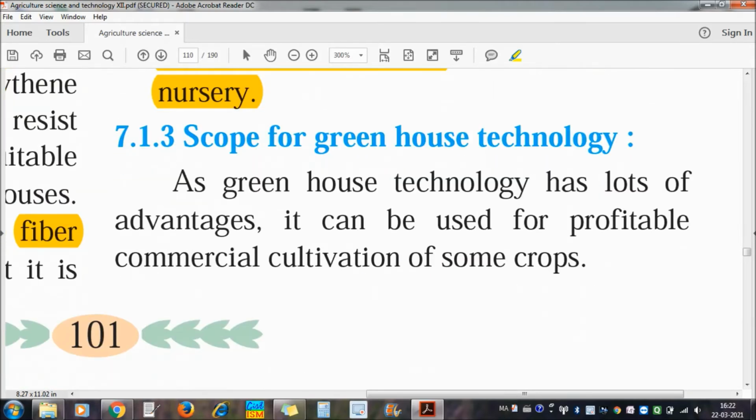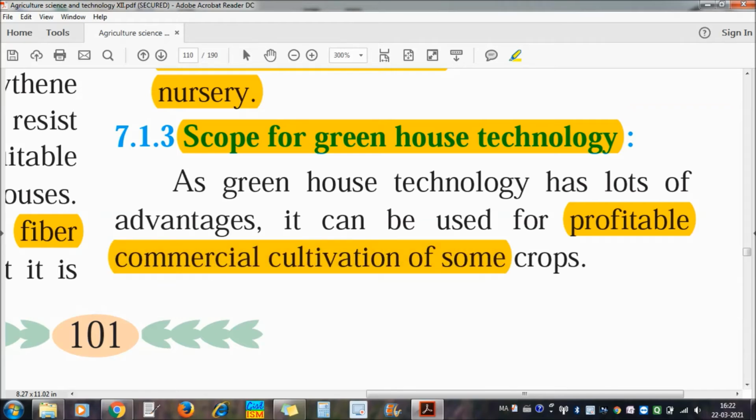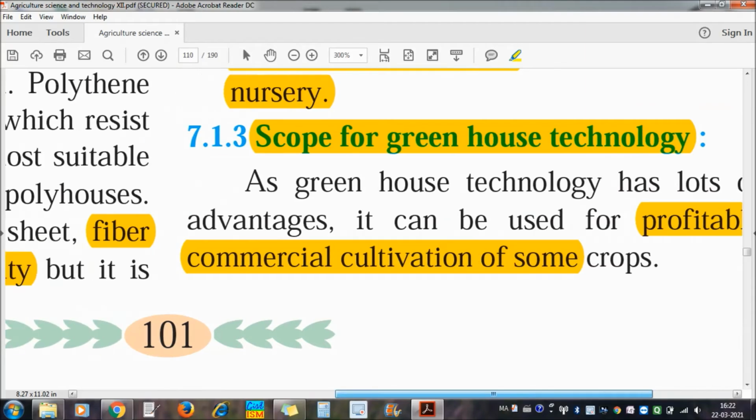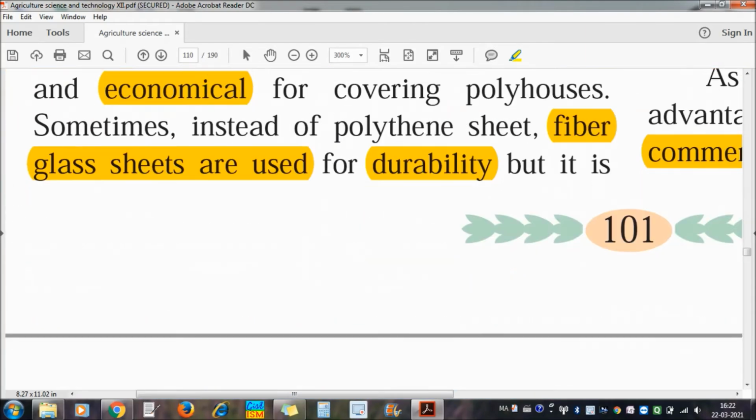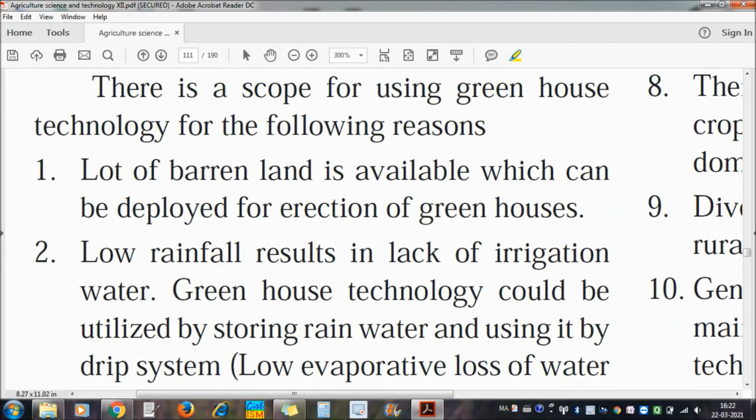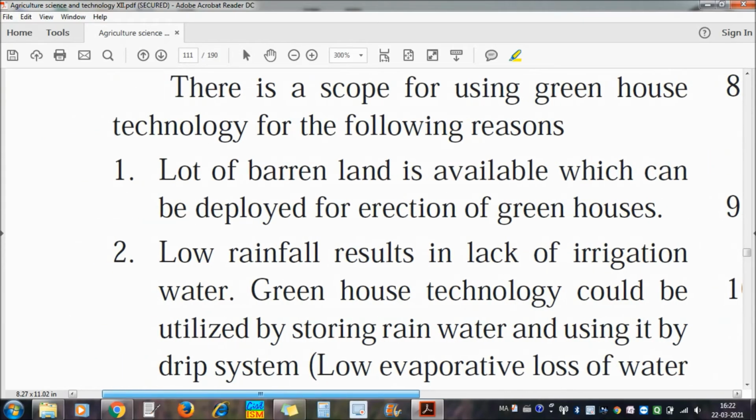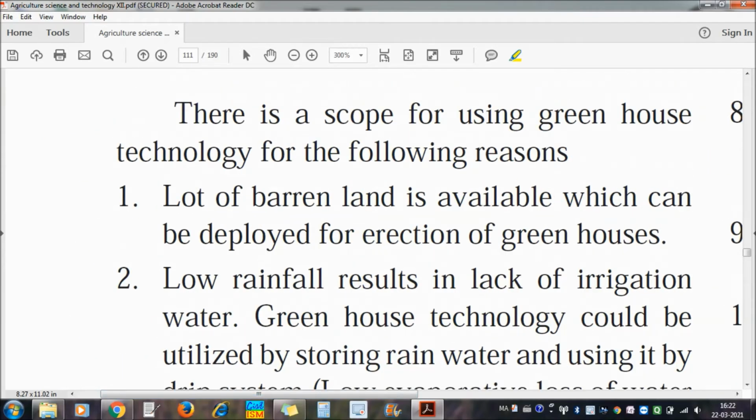Now, what is the scope of greenhouse technology? As we have studied, there are a lot of advantages of this greenhouse, and here the profitability is more, particularly in commercial cultivation of crops. There is more profit compared with open air cultivation. Now, let us look at the scope.